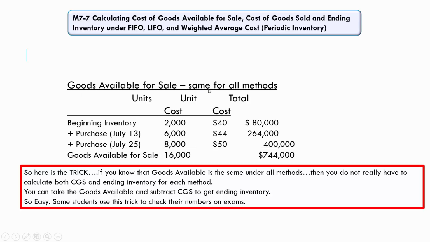So the goods available will be the same for all of the methods, and calculating it and adding it down, it's 744,000. So when we work through our problems, we need to have ending inventory plus cost of goods sold equaling 16,000 in units and 744,000 in dollars. This is important. You can use this when you work on your exams to double check your numbers to make sure your goods available and cost of goods sold get you to ending inventory. You're just remembering the equation. It should work whether you're using the units, whether you're using the values.